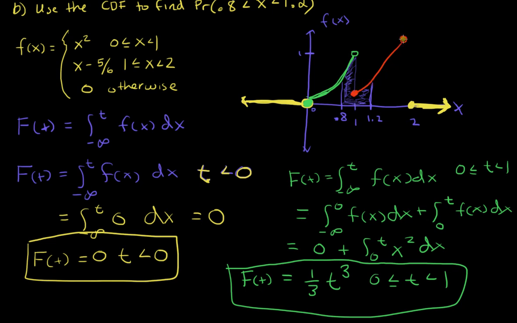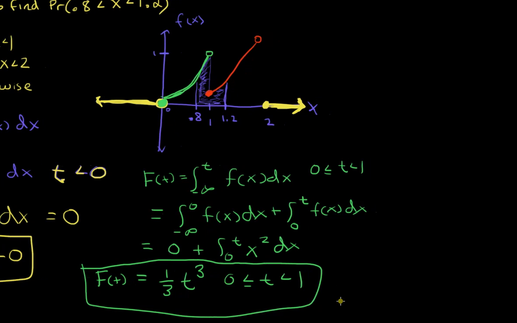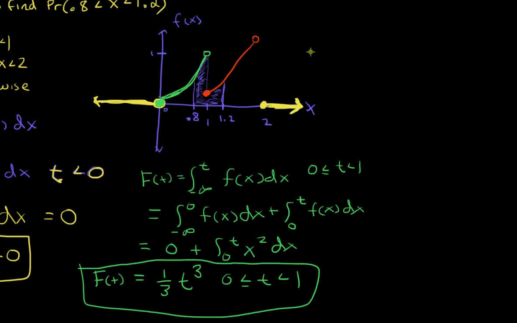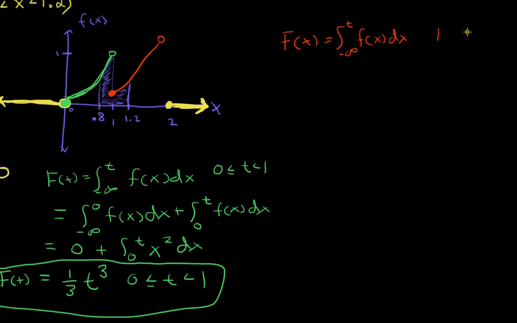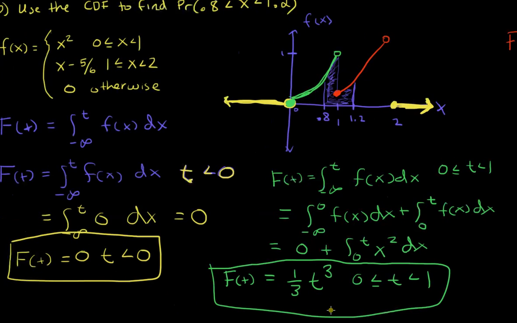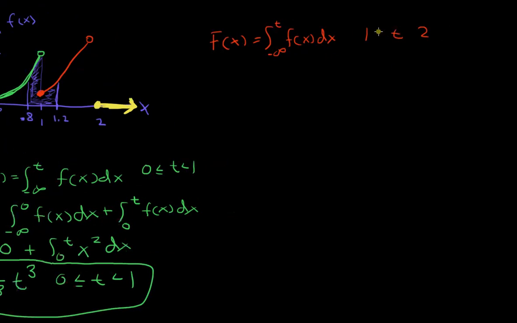All right, two more pieces. We need to do this red piece, and we need to do this final yellow piece. So for the red piece, now t is any number between 1 and 2. Okay, so F of t is the integral from negative infinity to t of f of x dx. Now t is some number between 1 and 2. And to get, if it's equal to, we need to look at the original. So equal for the 1 and not equal for the 0. Okay. Including 1, not including 2.